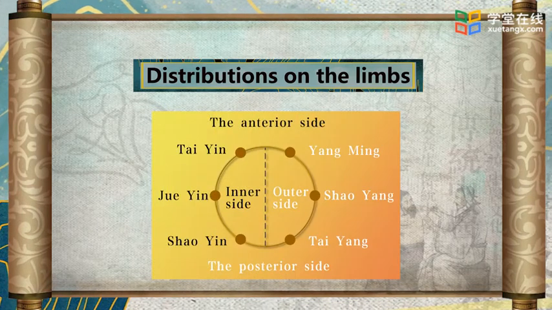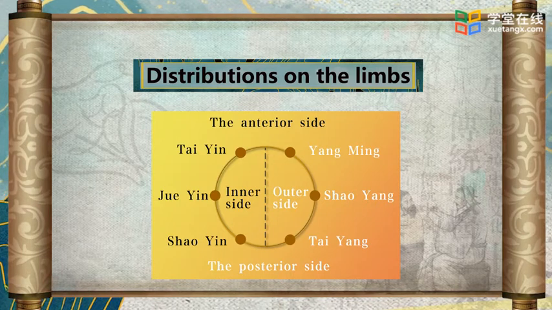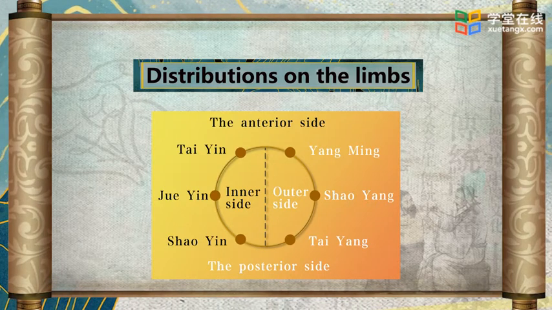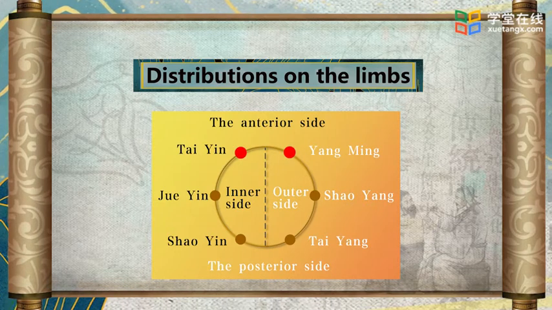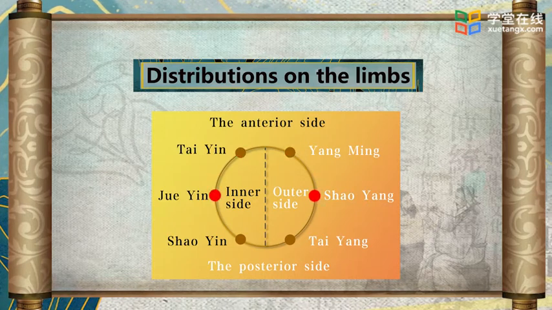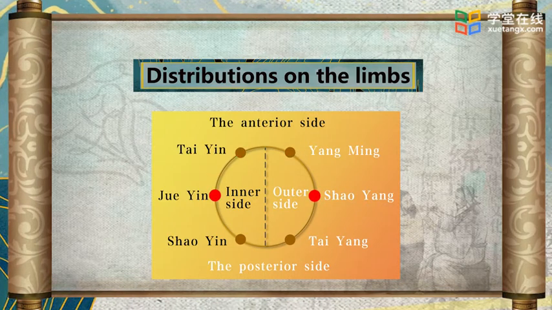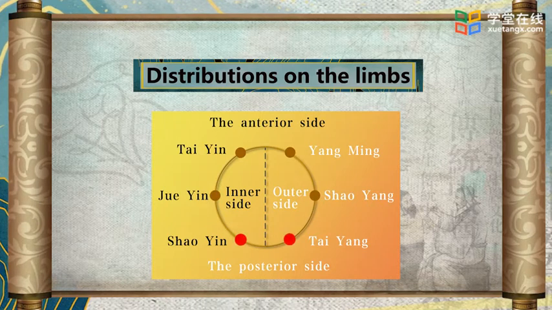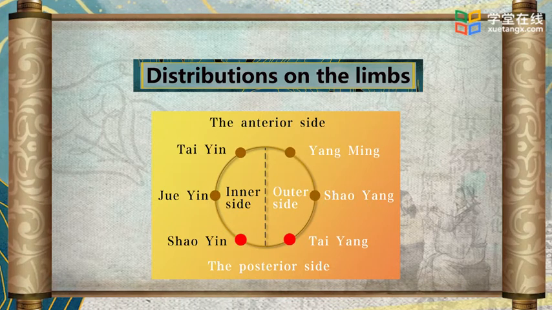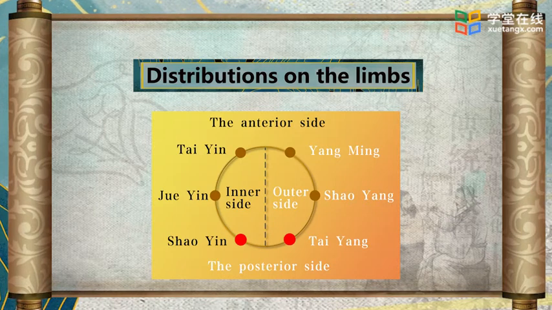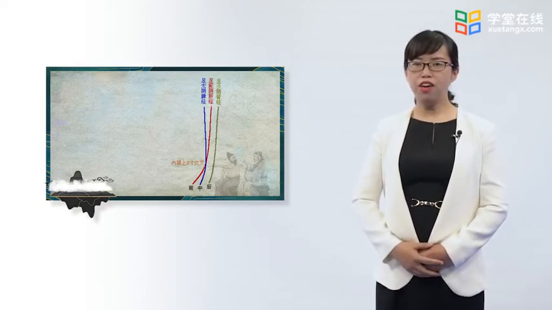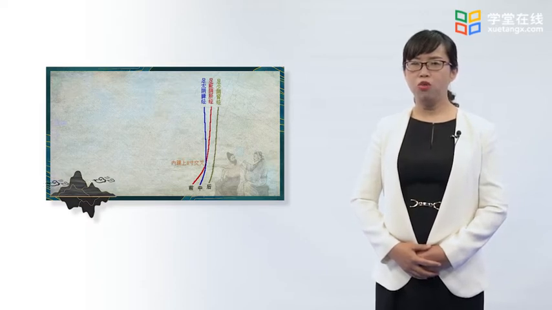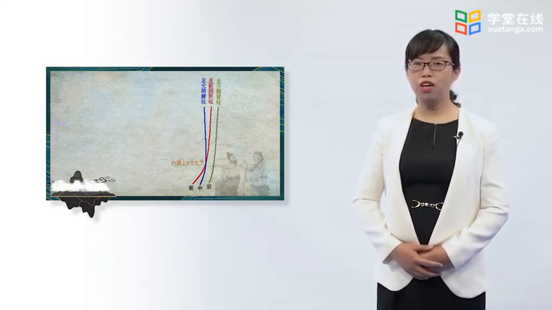In terms of the 12 regular meridians' distribution on the surface of the limbs, the Tai Yin and Yang Ming meridians lie in the anterior portion. The Jue Yin and Shao Yang meridians run in the middle portion, while the Shao Yin and Tai Yang meridians travel in the posterior portion, except in the lower part of the shank and the foot, where the foot Jue Yin meridian runs anterior to foot Tai Yin meridian.